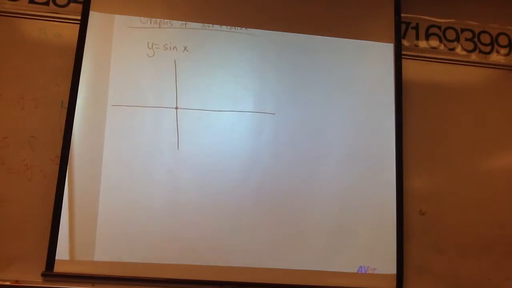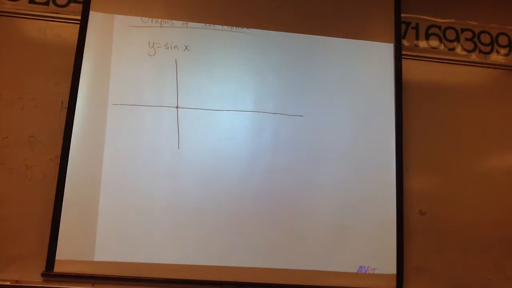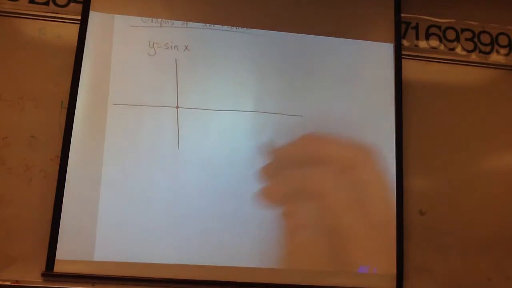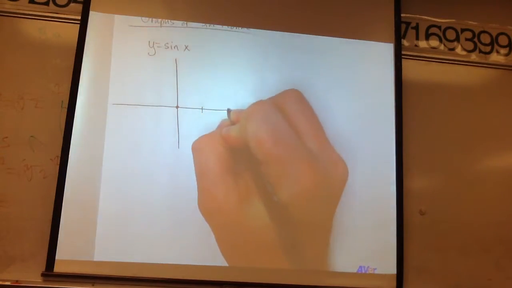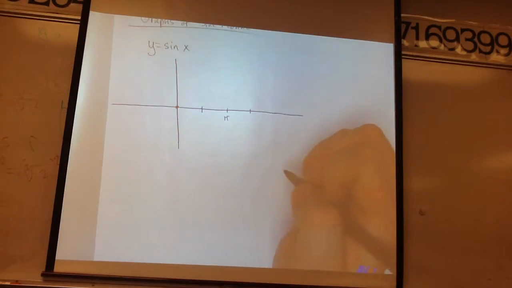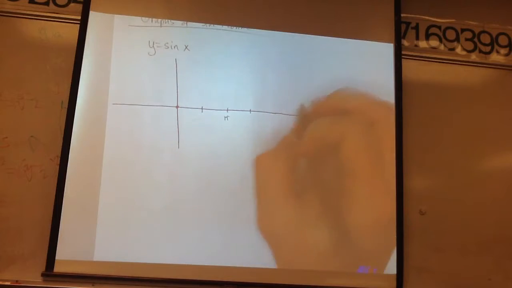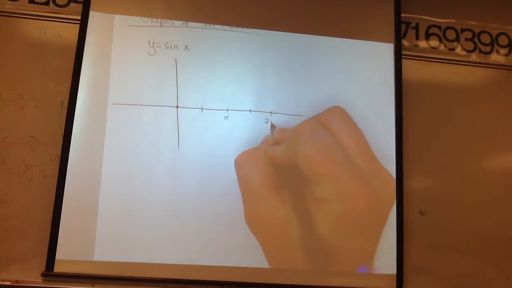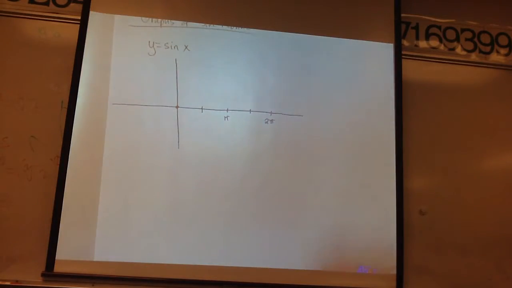We're going to scale our axes here. Let's go by pi over 2's. So there's pi over 2, and there's pi. And there's a reason I'm not going 1, 2, 3, 4, 5, 6, 7, 8, because then it gets confusing. It's way easier to scale your axes by irrational numbers.